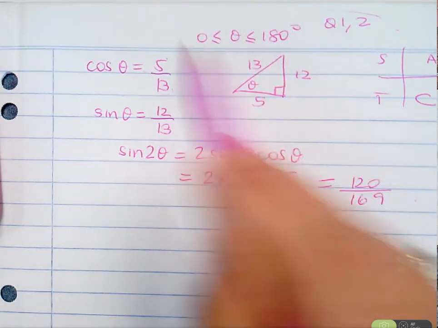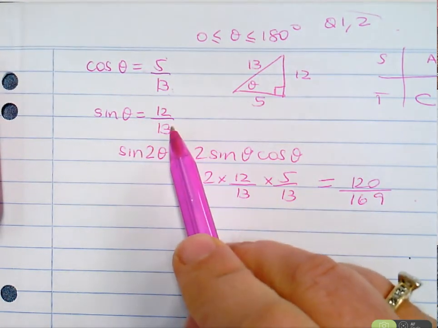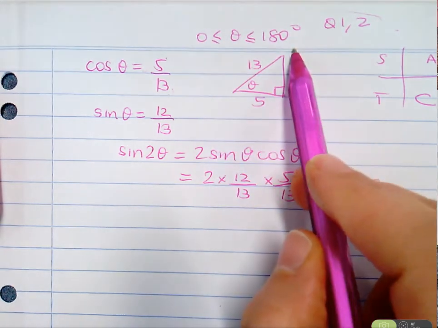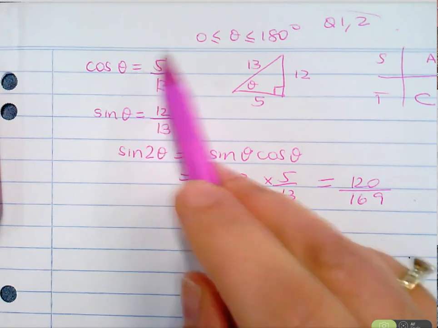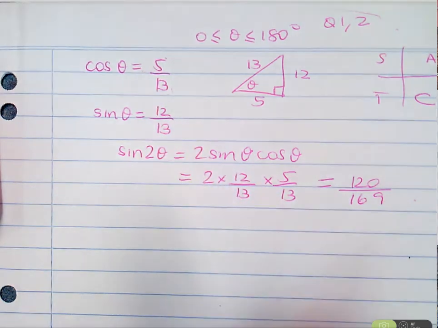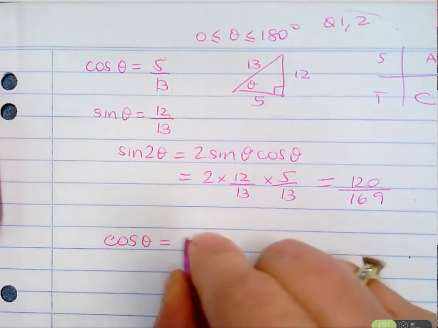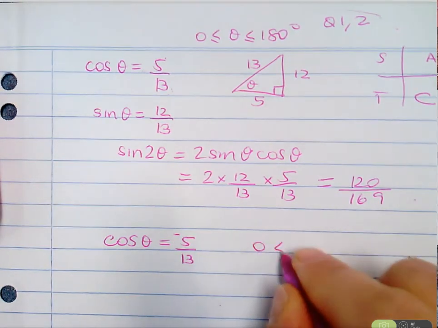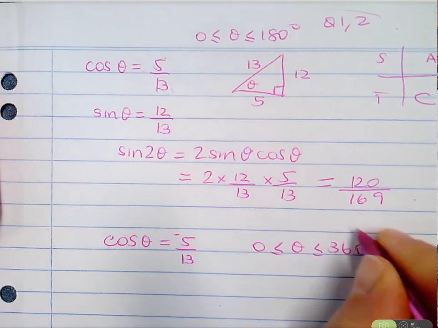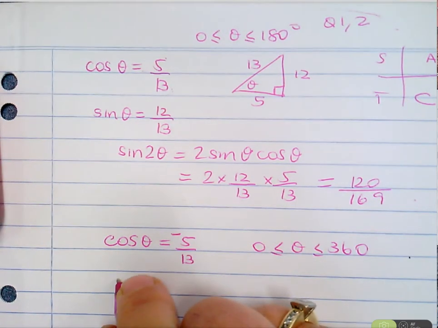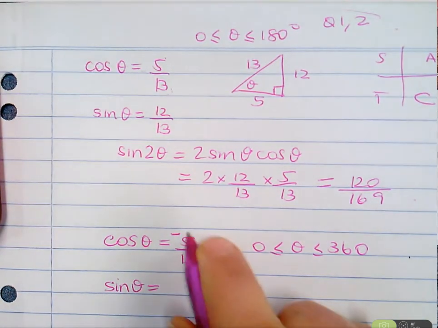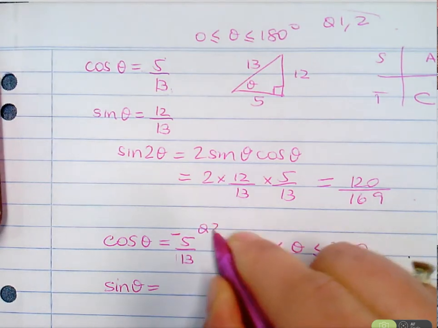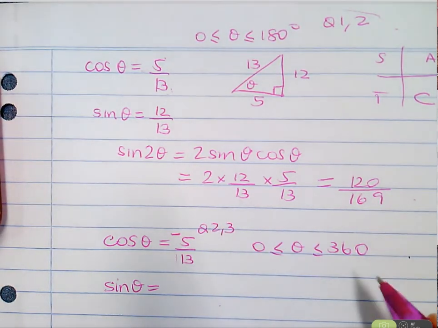Now, if I had a negative here, then you know you're in a different quadrant. Let's say I do the same question. Cos theta is negative 5 on 13, 0 to 360. I want to find out sine 2 theta. Which quadrant are you in? Quadrant 2 or 3. And if sine's positive, it's quadrant 2.